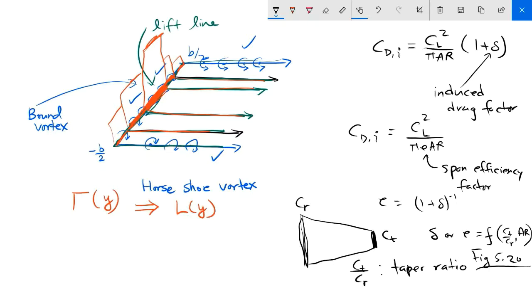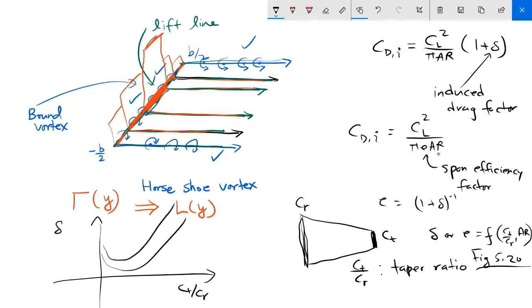So if you look at this figure, basically it looks something like this. So let's say this is your induced drag factor and this is your taper ratio, CT over CR. And this lower curve is a smaller value of aspect ratio. Okay, so we don't have an equation for this. So as far as we are concerned here, we will just have to read the value for delta from the plot for a given value of taper ratio when we have to calculate the induced drag coefficient.